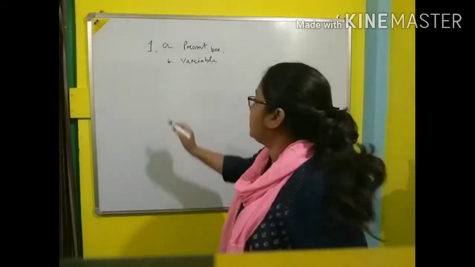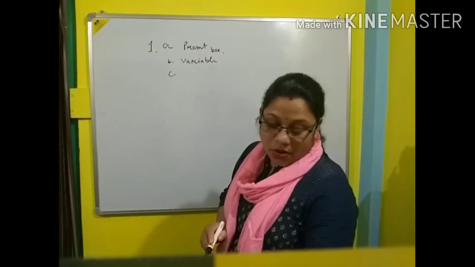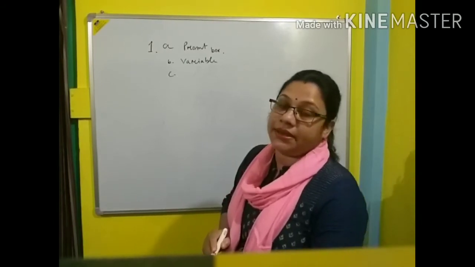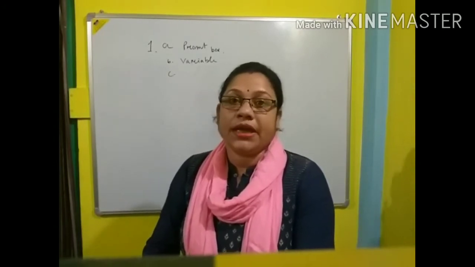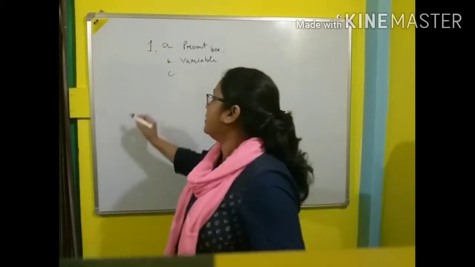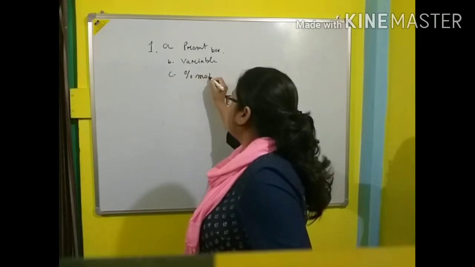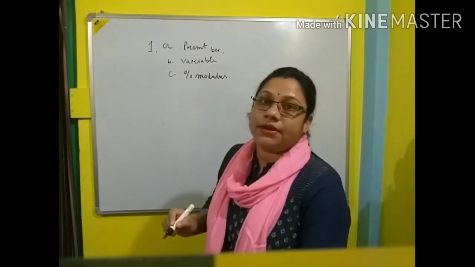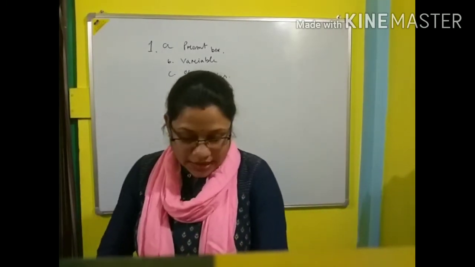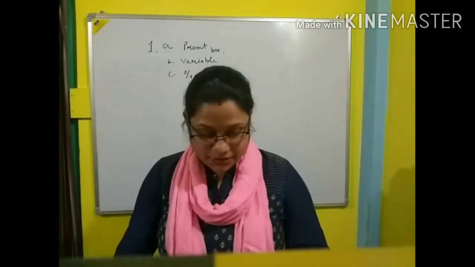After that, question number 1C: the dash operator finds out the remainder. As you know, in arithmetic operators we have a special operator known as modulus. The modulus operator is used to find out the remainder of a division operation.